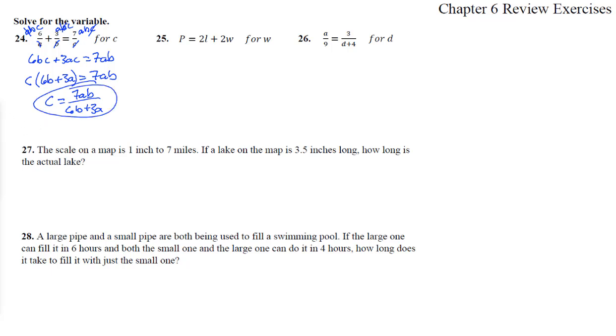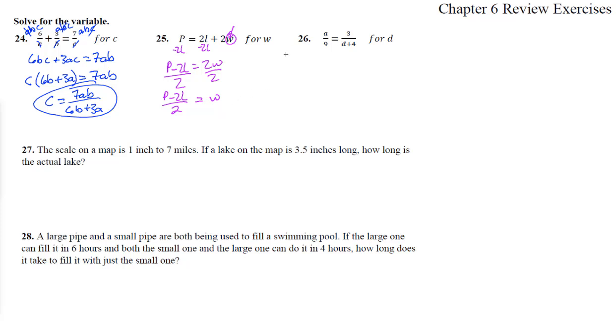Excellent. The next one, number 25. Solve p equals 2l plus 2w for w. So w is right here. To get it by itself, we need to first subtract the 2l from both sides. Subtract 2l, and we get p minus 2l equals 2w. Now divide by 2. Hey, look at that. We didn't even have a fraction that we had to worry about. So w equals p minus 2l over 2.